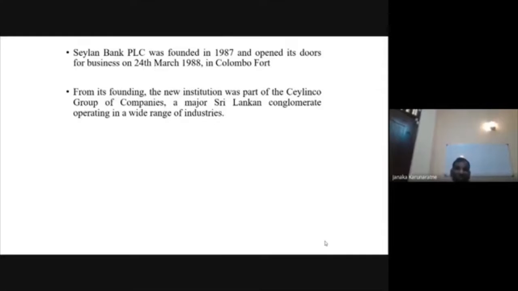The Ceylon Bank was founded in 1987 and opened its doors for business on 24th March 1988 in Colombo Fort. From its founding, the new institution was part of Cyclical group of companies, a major Sri Lankan conglomerate operating in a wide range of industries. So it was part of the Cyclical group led by Mr. Patalavan, a large conglomerate.